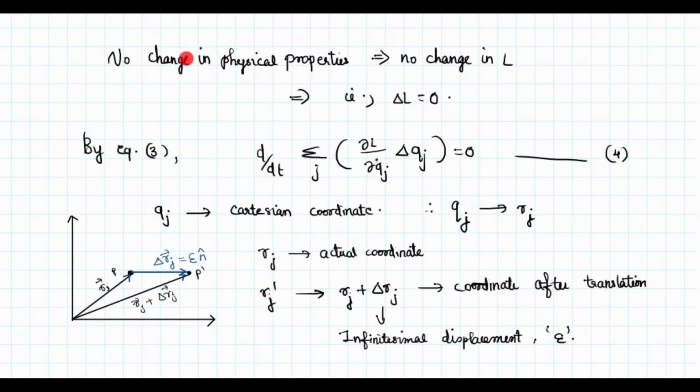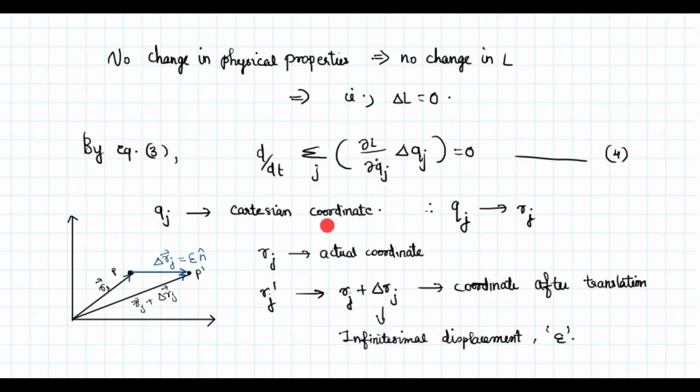The statement that under translation symmetry physical properties do not change implies that the Lagrangian of the system will not change. That is, delta L will become 0. Now equation number 3, which is d by dt summation over j dou L by dou Qj dot into delta Qj, which is nothing but delta L, will become 0. So we mark it as equation number 4. Here, since I am talking about translation, Qj is a Cartesian coordinate. Qj's are actually position coordinates. They have the dimension of length.